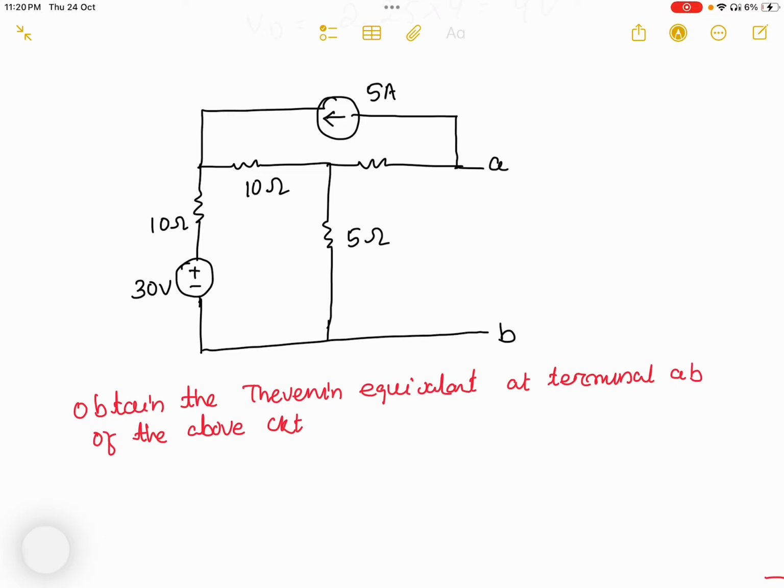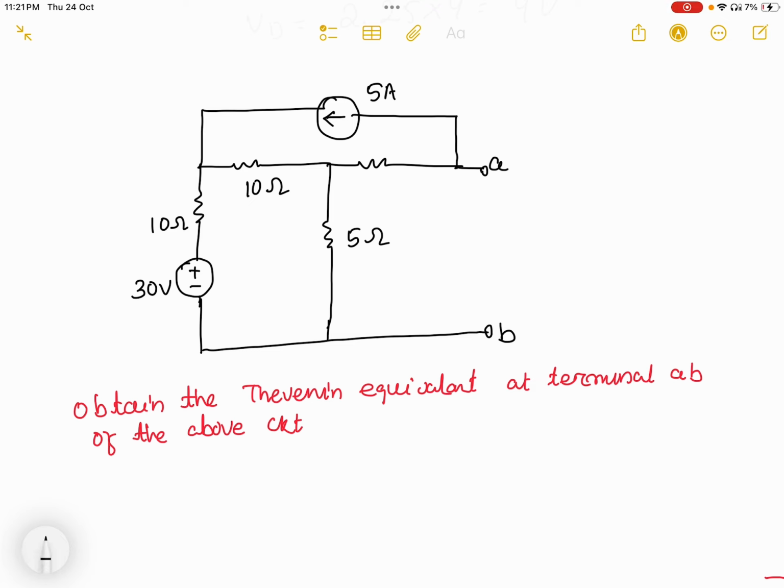So today we will solve a numerical regarding Thevenin's theorem. You can see that in this question they asked to obtain the Thevenin equivalent circuit at terminal A B of the above circuit. The circuit is given, but no load resistance is given. So they asked what is the Thevenin equivalent circuit at terminals A and B.